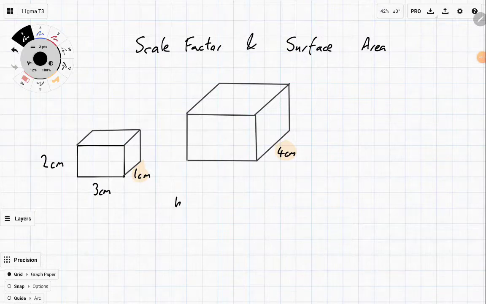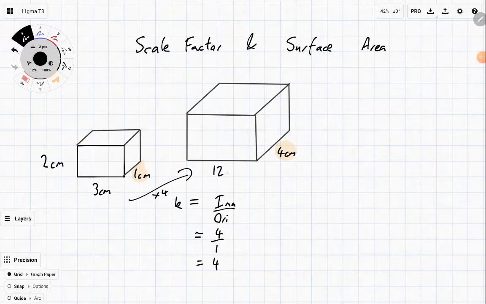So the first thing I can work out is k, which is going to be image over original, which is 4 over 1, which is just 4. Which means I can now work out the other two lengths by multiplying by 4. 3 is going to become 12 centimeters, and the 2 centimeters over here times 4 is going to give me 8 centimeters. Okay, so now I've worked out all of the dimensions of both prisms.